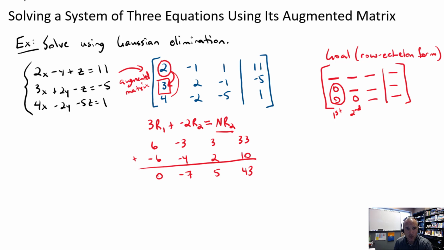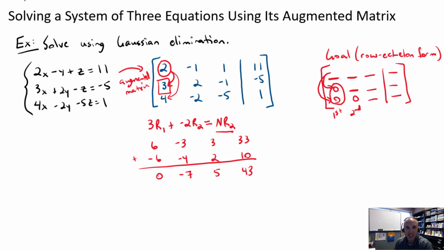eliminate my 4 down here using the 2 again. The 2 is the assassin. The 2 is going to kill off the 3, and the 2 is going to kill off the 4. Whatever entry is up here is going to kill the entries below it to give us our zeros.